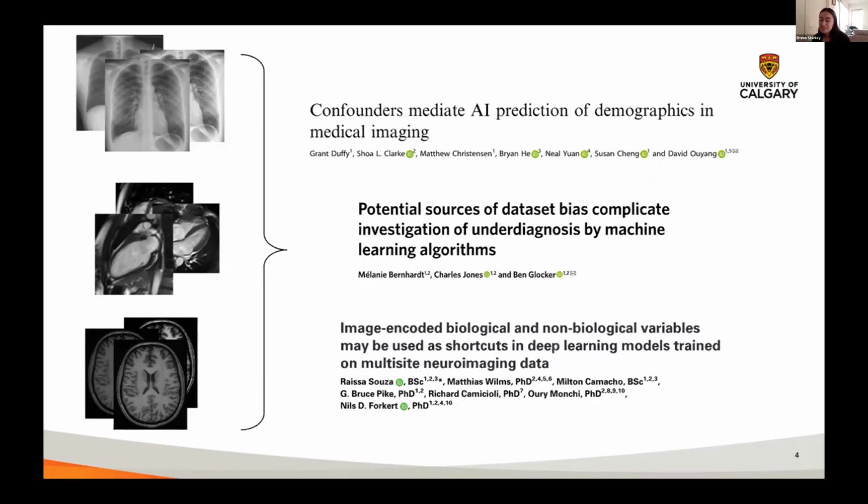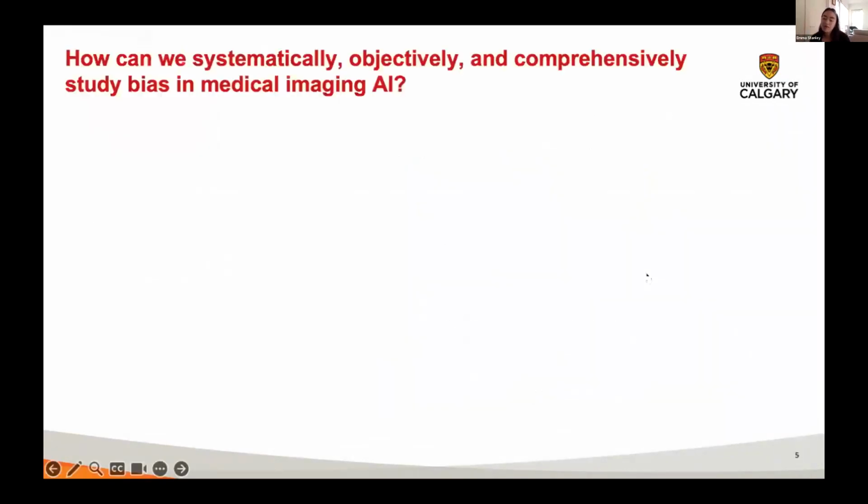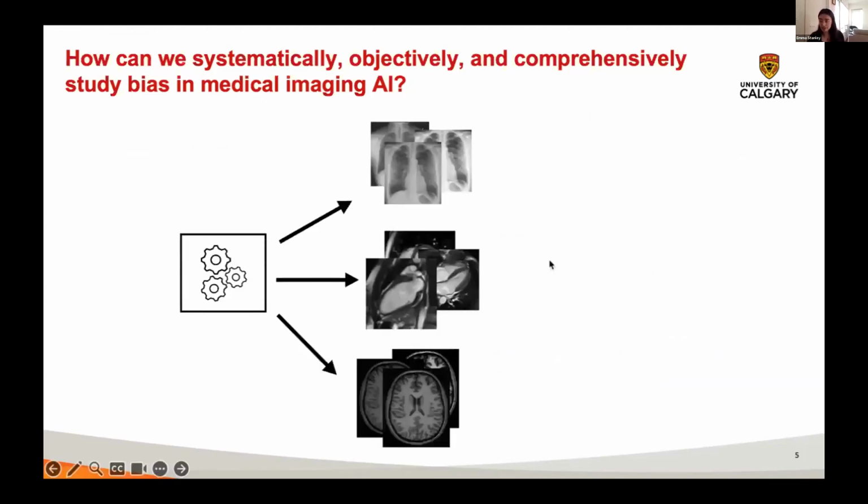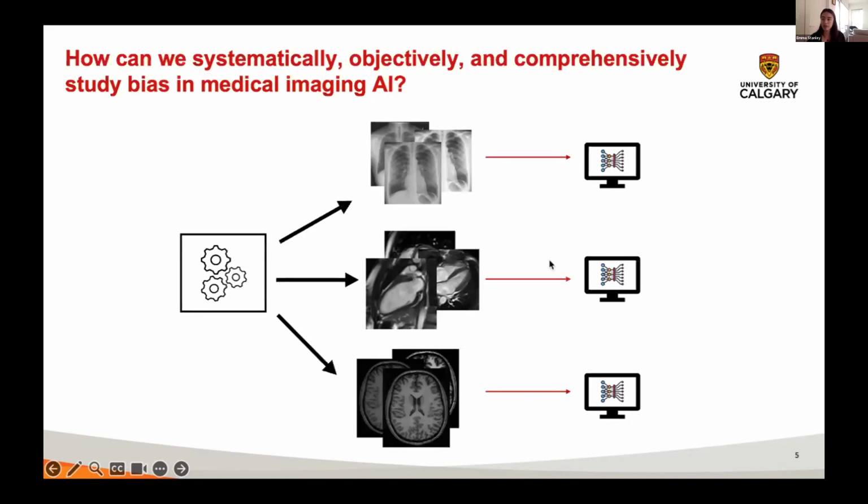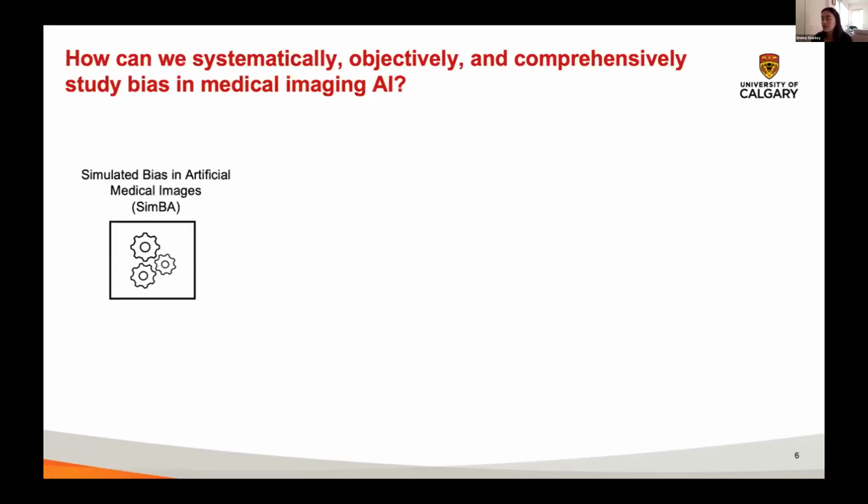I remember expressing these frustrations in one of our lab group meetings, and it was suggested just to make my own dataset with bias that I could model. At first I thought, okay, that seems really complicated. But over time, I realized that to actually be able to systematically, objectively, and comprehensively study bias in medical imaging AI, maybe that is what is missing in this research space. Essentially a way to generate data that allows you to study bias in medical imaging AI models that isn't limited by the size or composition or the unavoidable and unknown biases and confounders that are in real medical imaging data. So that's what led us to develop our simulated bias in artificial medical images framework.